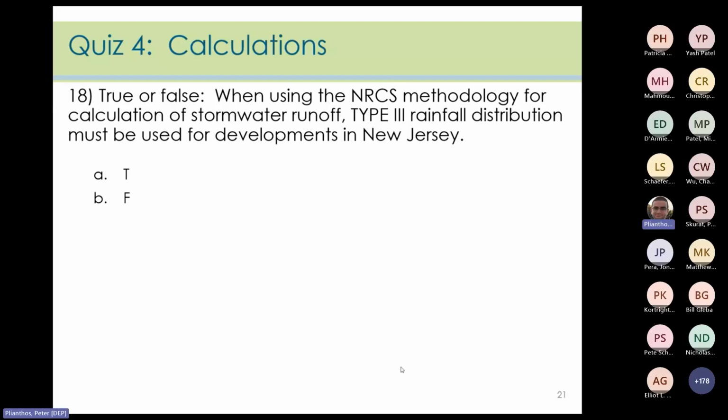Question 18, true or false? When using the NRCS methodology for calculation of stormwater runoff, the Type 3 rainfall distribution must be used for developments in New Jersey. This is false. As discussed in the calculations presentation for Module 2, NOAA C or D distributions must be used, not the Type 3.